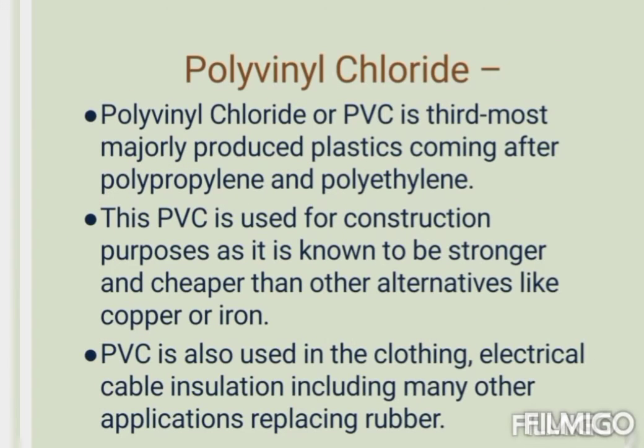Then we will discuss polyvinyl chloride. Polyvinyl chloride or PVC is the third most produced plastic, coming after polypropylene and polyethylene. This PVC is used for construction purposes as it is known to be stronger and cheaper than other alternatives like copper or iron. PVC is also used in clothing and electrical cable insulation, including many other applications replacing rubber.